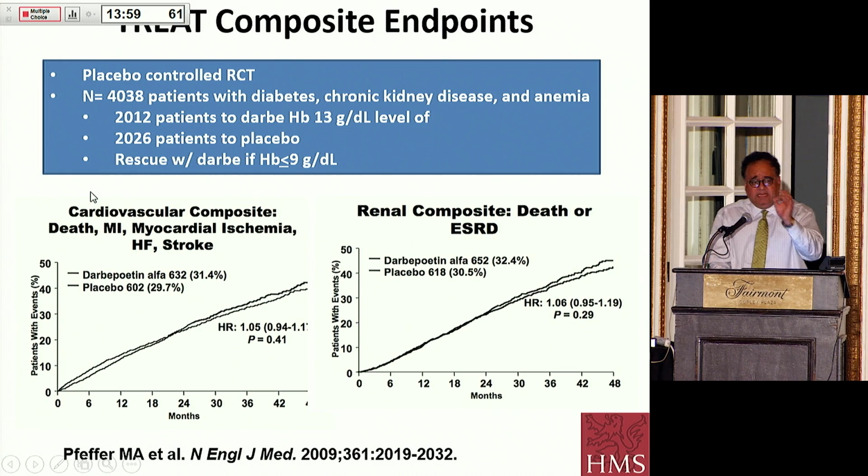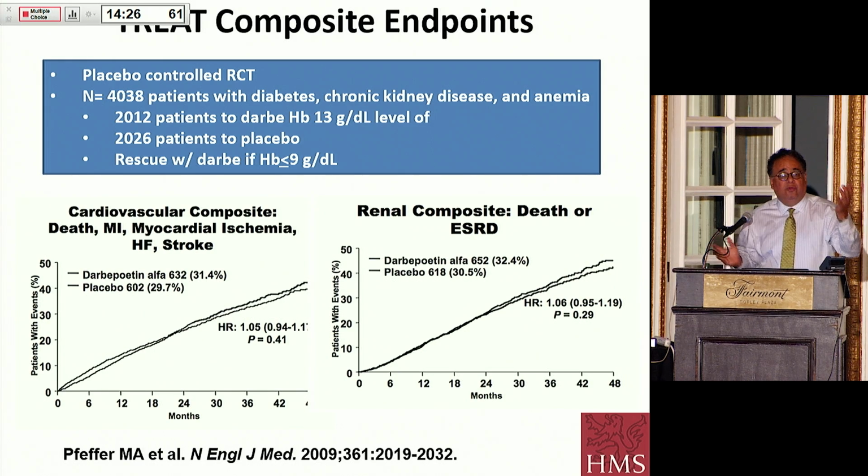The key finding in this study was the following: that for the two composites, cardiovascular and renal, there was no benefit of anemia treatment compared to placebo. Think about that for a second, that there's no disease-modifying benefit of treatment with ESAs on either death or cardiovascular disease, or the renal composite of death or ESRD, when you compare treating to either 9 or normal.